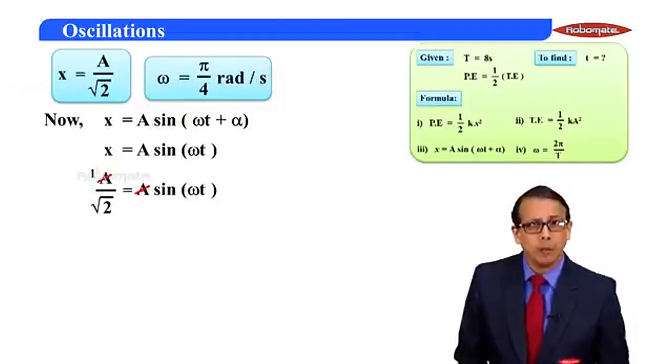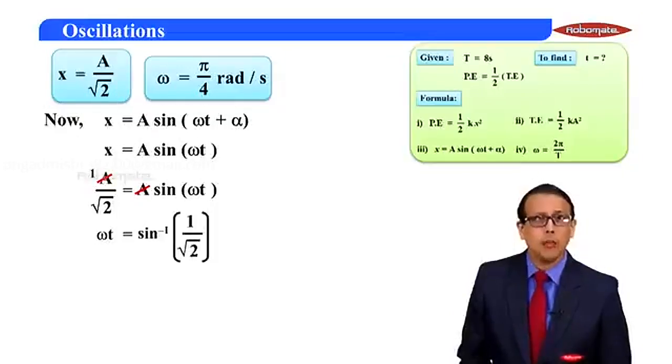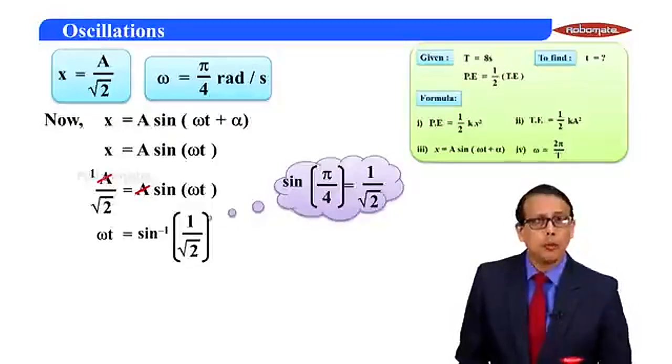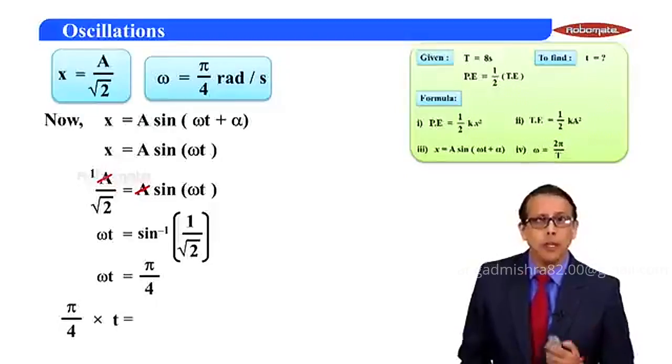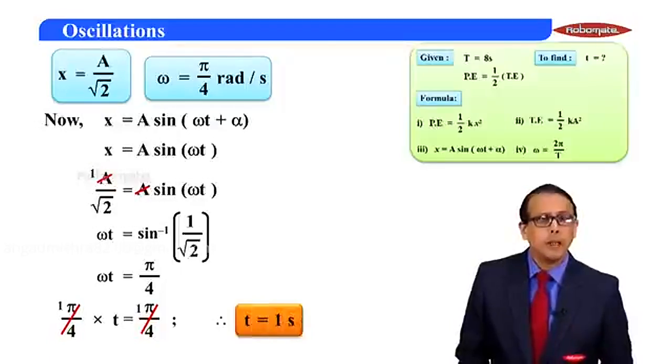Let's cancel a from both the sides and hence omega t becomes sine inverse of 1 upon root 2. We know from trigonometry sine of pi by 4 is 1 by root 2 and hence I can write omega t is equal to pi by 4. Now we will substitute the value of omega, which is pi by 4, into small t is equal to pi by 4. I can cancel pi by 4 from both the sides. Therefore students, the required time in this numerical is 1 second.